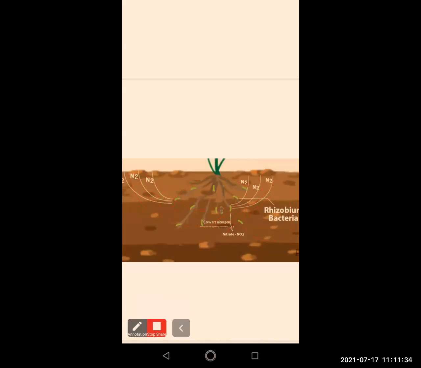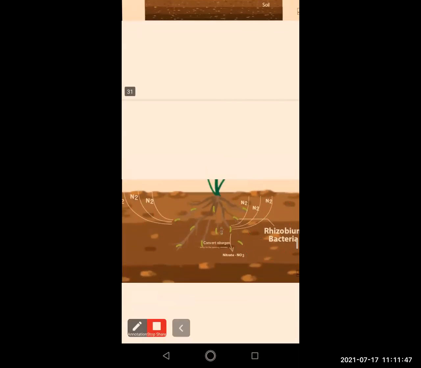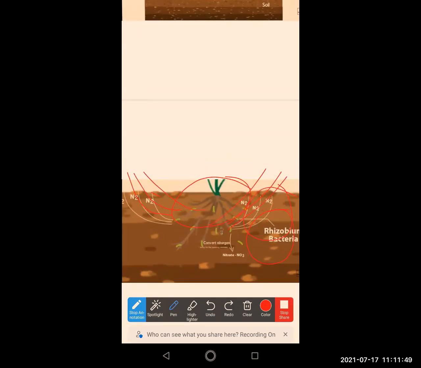Simply nitrogen is not important, but what is the second part, which is the most important part? Second part कौन सी है यहाँ पे? Bacteria, rhizobium bacteria. Okay, which converts nitrogen into nitrate. Just look here, which converts the nitrogen into nitrate, and these nitrates are important for the growth of plants.